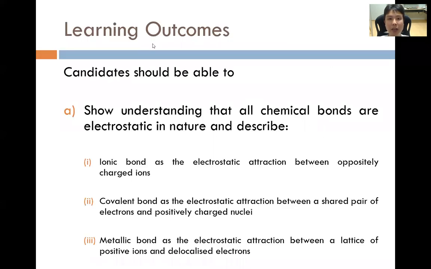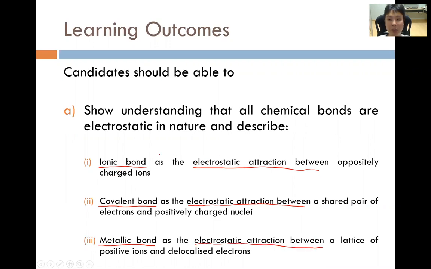As a refresher, learning outcome A is to be able to show understanding that all chemical bonds are electrostatic in nature and to be able to describe basically the 3 types of bonds that we're going to learn at the level of A-level, basically the ionic bond, the covalent bond, and the metallic bond. And as I've mentioned before, all of them are electrostatic attraction between something and something. So the definitions are all the same. The only difference is between what and what.